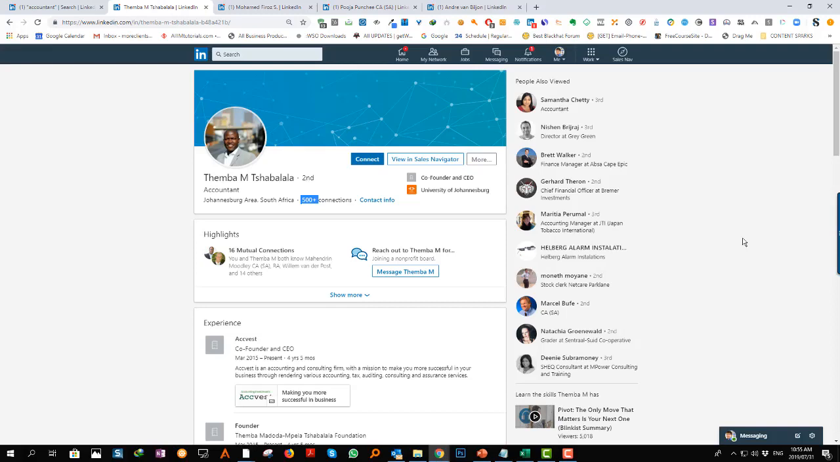So as they were doing that, they may well have gone ahead and found other accountants. So if we look at this, you can see that Samantha's an accountant. I don't know what Gray Green is. That could be an accounting firm. It could be a consulting firm. It could be financial advisors. Okay, but Nishen over here, he could possibly be someone that I want to talk to. Finance manager at Absa Cape Epic.